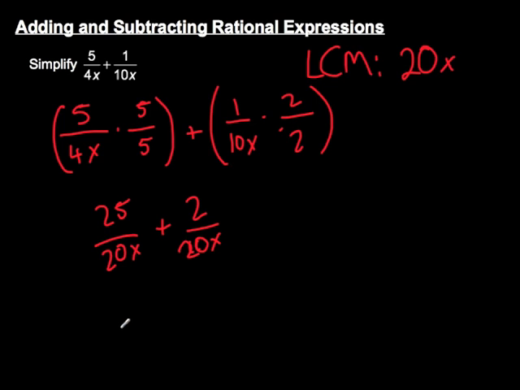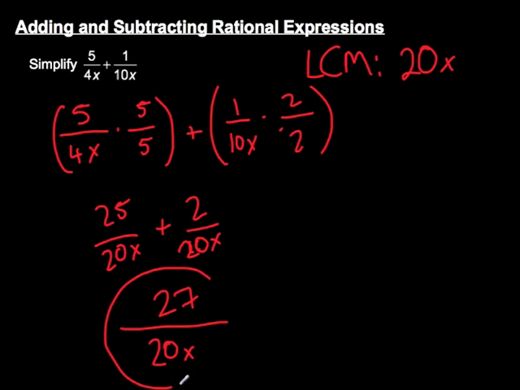Now we have the common denominator. We can write the whole thing over that denominator. 25 plus 2 is 27, and that, my friends, is our answer.